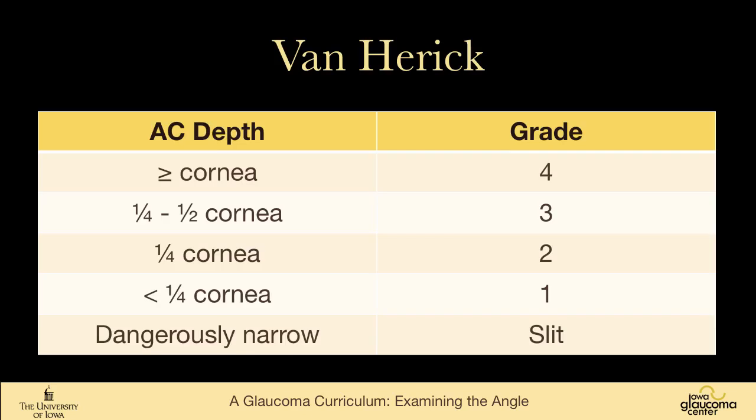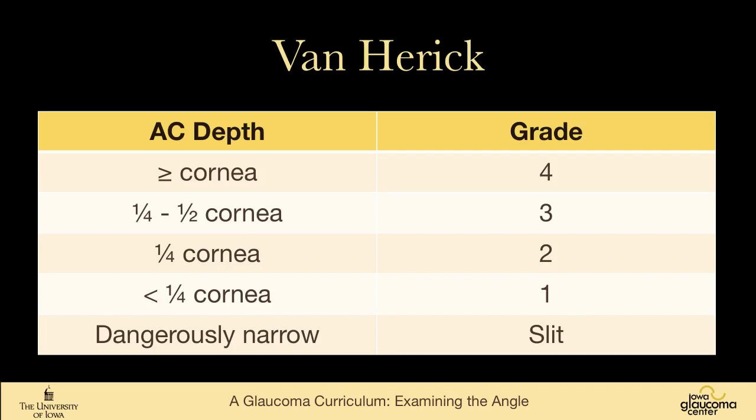So in the Van Herick, and I'll show a movie here in a second, we use the thickness of the cornea as a ruler, and then measure the anterior chamber depth compared with that corneal thickness. If the anterior chamber is as thick as the cornea or thicker, that would be a grade 4. If it's a quarter corneal thickness, that's a grade 2. Less than a quarter cornea, that's a grade 1, and so on.